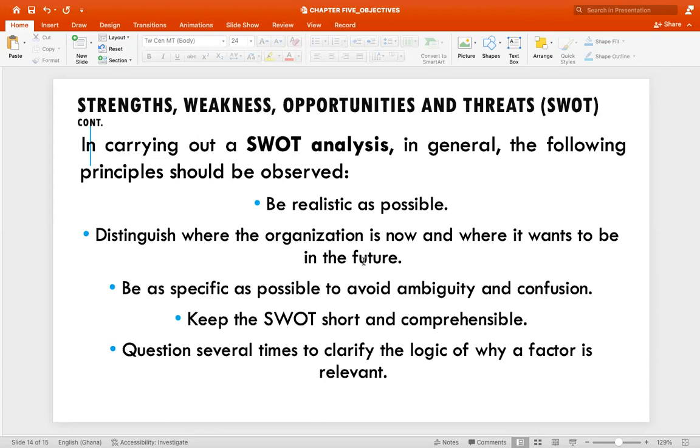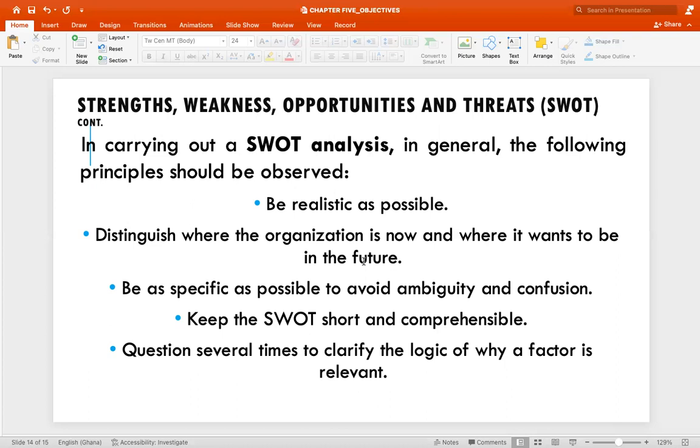So be clear as to your strengths and what you know to be your weaknesses. Be clear as to what you know to be your opportunities and what you think to be your threats. There shouldn't be any ambiguity about that. Then keep the SWOT short and comprehensible. Then question several times to clarify the logic of why a factor is relevant. So that is very, very important.